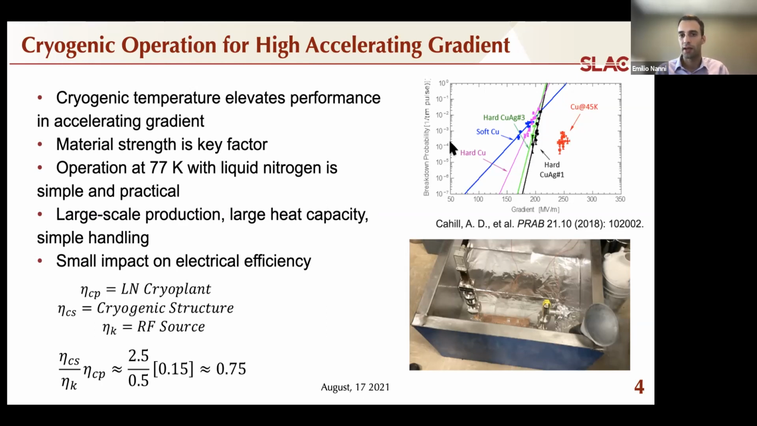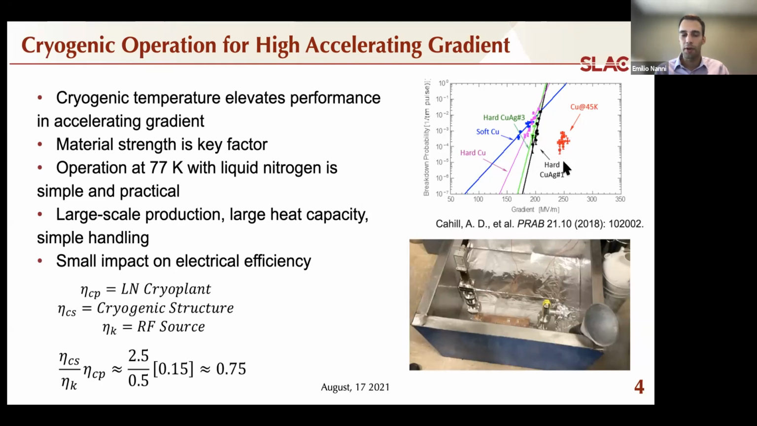And this, of course, is bad if you're operating an accelerator that's many kilometers long. And what you see here in this plot is that as the material strength goes from soft copper to these hard copper-silver alloys, the performance of the structure improves in terms of breakdown rate versus the achievable gradient. But it's not only from the material properties itself, but it's also from the temperature of operation that you can make a significant difference here. And what you're seeing here in this cluster of data is a structure that was operated at 45 degrees Kelvin, and it performed significantly better in terms of the achievable gradient.